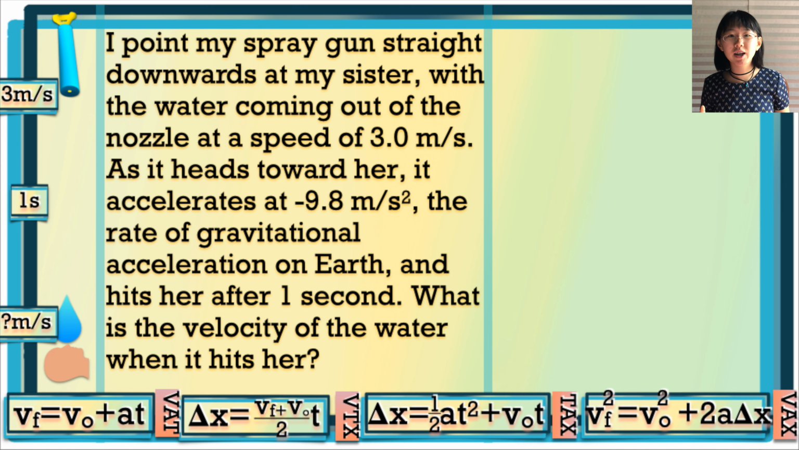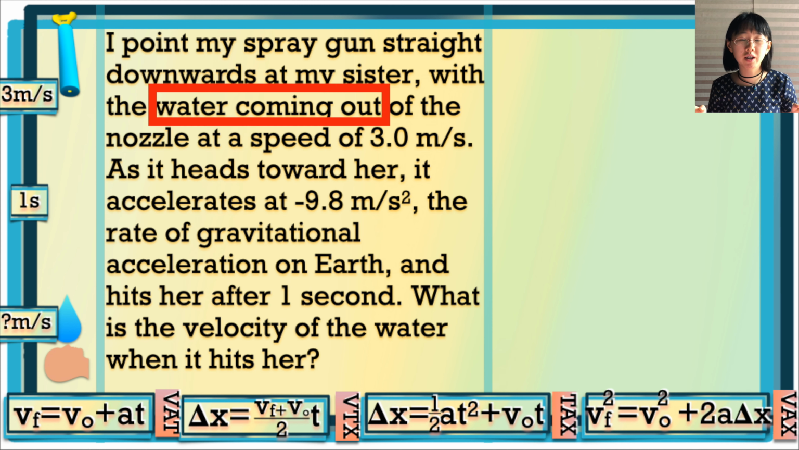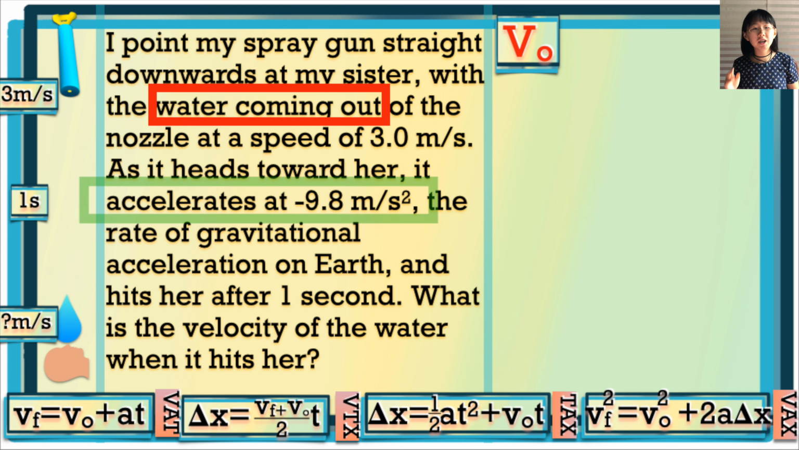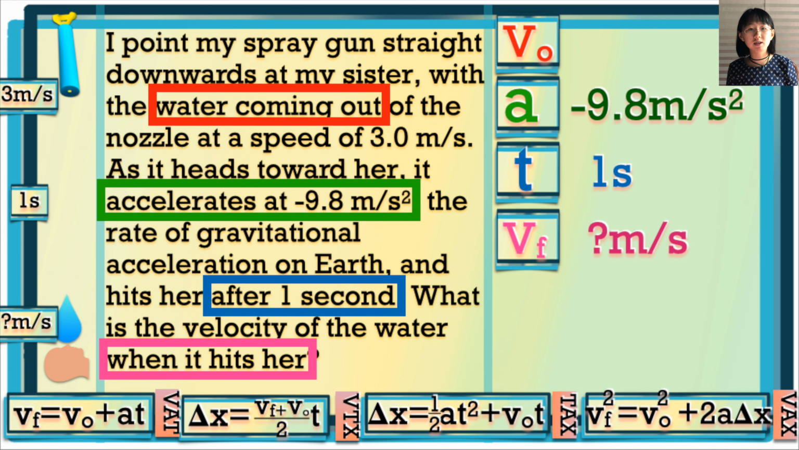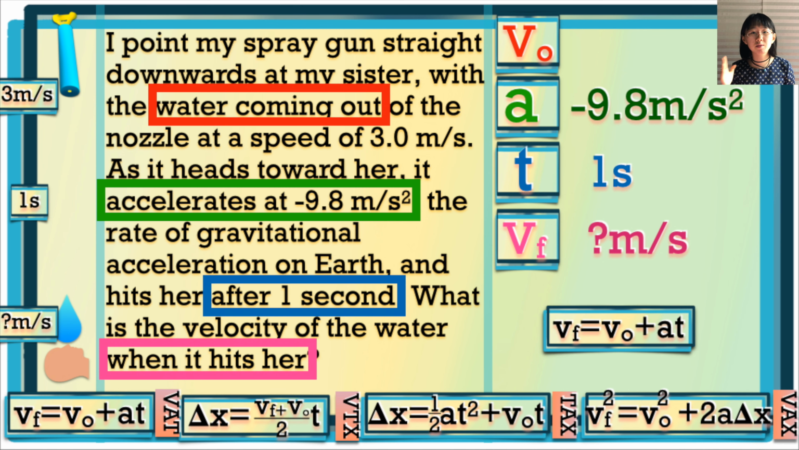So let's look at which kinematic equation we should use for this problem. If you don't know how to choose, be sure to check out my last video where I discuss how to use kinematic equations. From the question, we have the speed of the water coming out of the nozzle, which is initial velocity, negative 9.8 meters per second squared, which is acceleration, after 1 second, which is time, and we're looking for final velocity, so we have velocity, acceleration, and time. And so we can use the VAT equation, or final velocity equals initial velocity plus acceleration times time. We know that we're looking for final velocity, so we just have to substitute all our known values into the equation that we just chose.